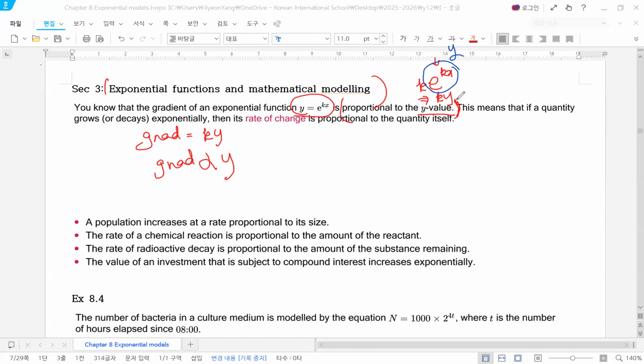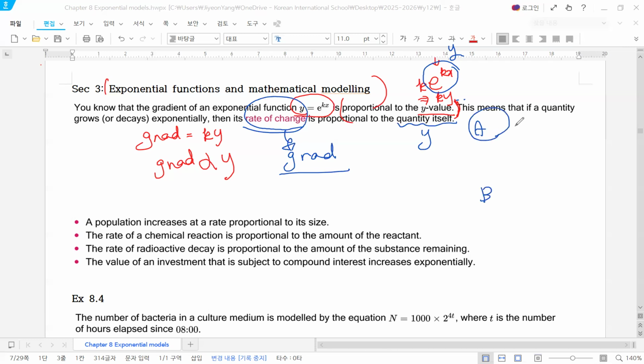Please keep reading it. This means that if a quantity grows or decays exponentially, then its rate of change is proportional to the quantity itself. So rate of change, I told you, is gradient. Gradient is proportional to the quantity itself, meaning y itself.